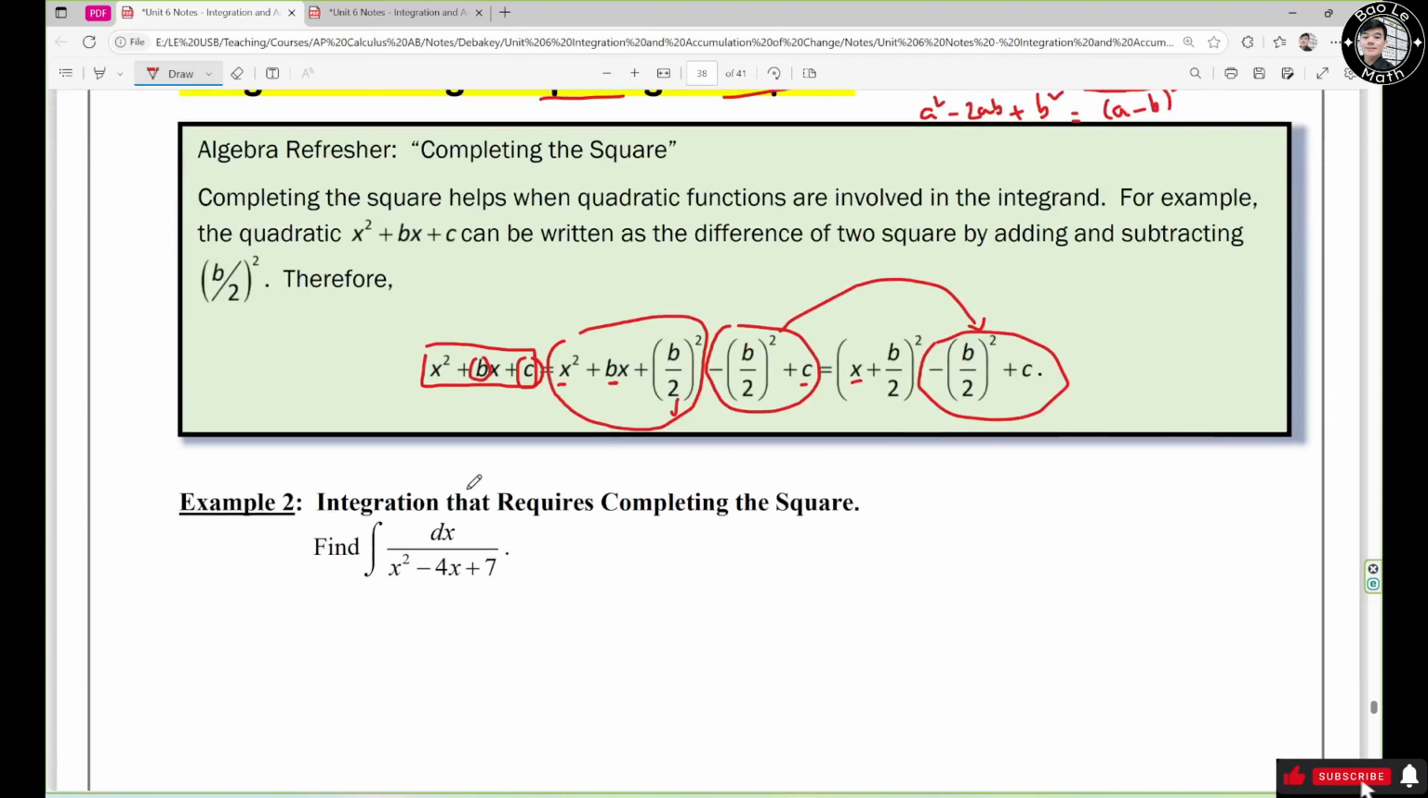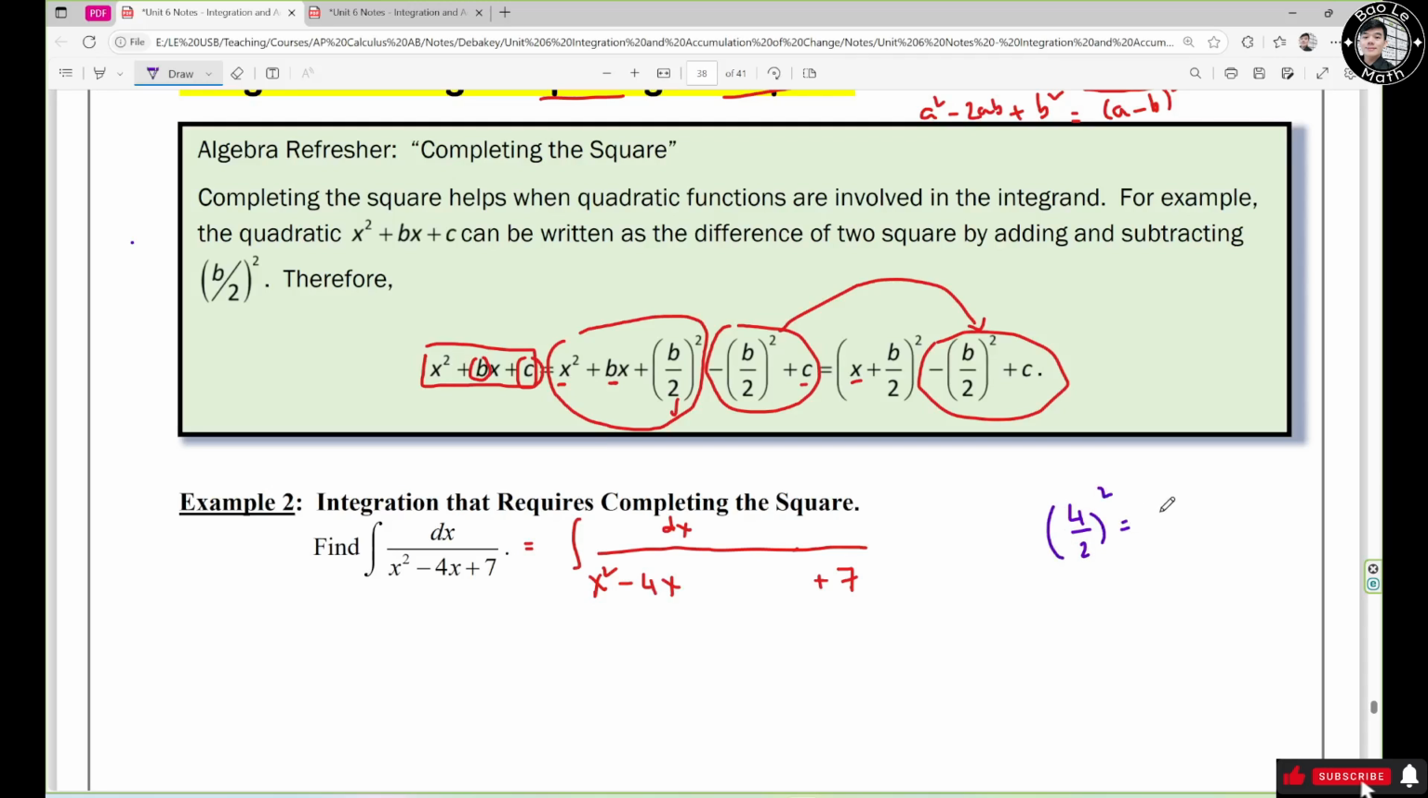Now let's take a look at example number 2, integration that requires completing the square. So this turns out to be the antiderivative of ds over. Now rewrite the first term, rewrite the second term, and the third term I put right here, 7. Alright, now I need to add and subtract the same amount. In order to do that, I need to take the middle term right here, 4. Don't worry about the negative sign. 4 divided by 2 all together squared.